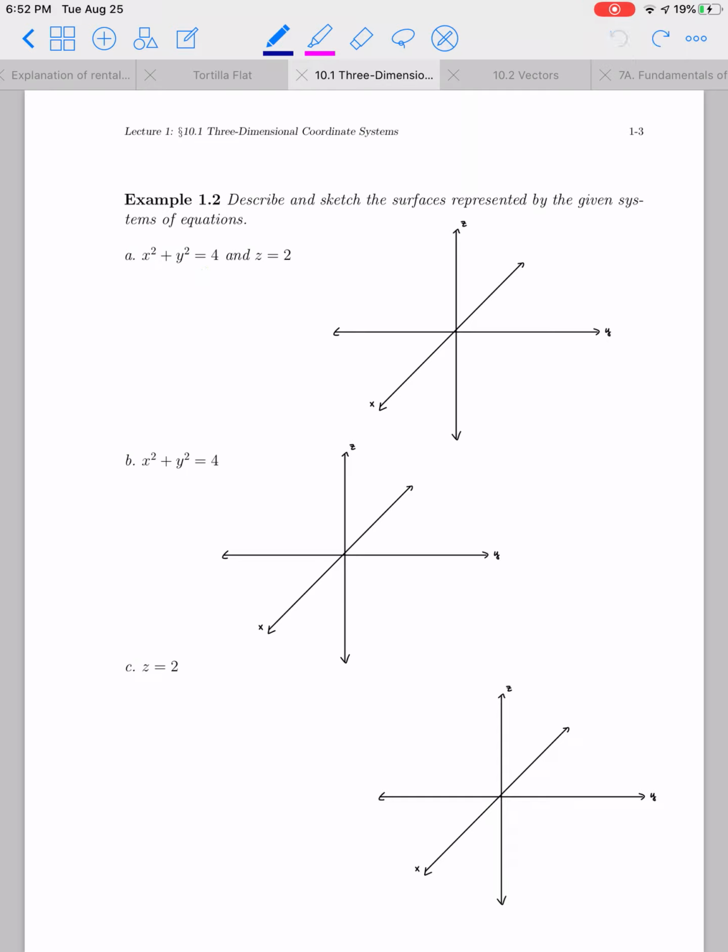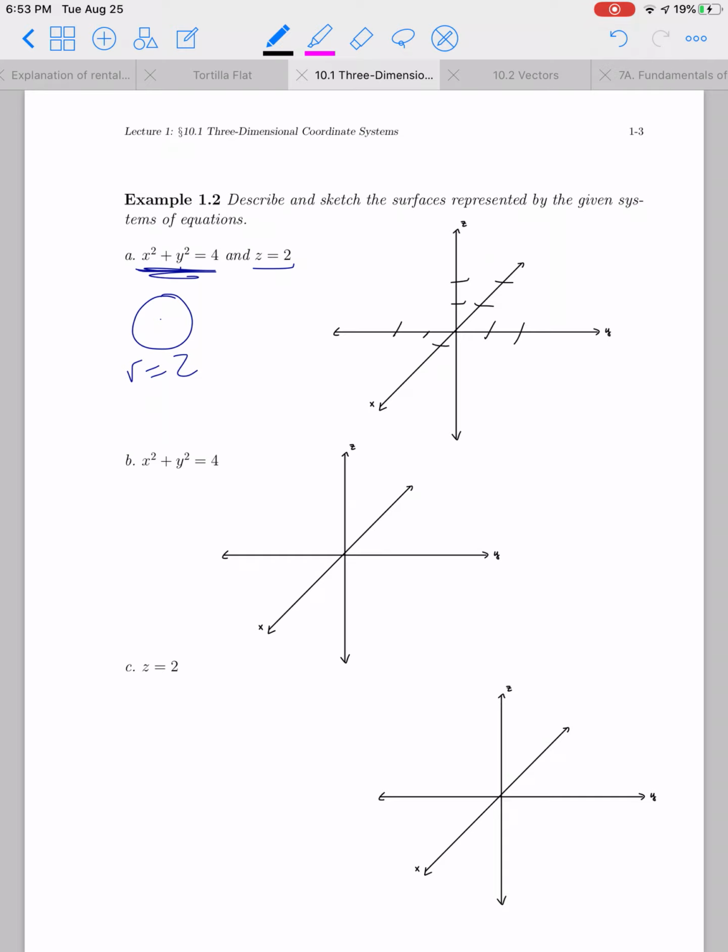Now, our points x, y, and z have to satisfy this situation. Well, the points that satisfy this are a circle with radius 2, centered at the origin. And they just have a z value of 2. So essentially what that means is we have a circle that sits parallel to the xy plane at a height of 2 on the z-axis.